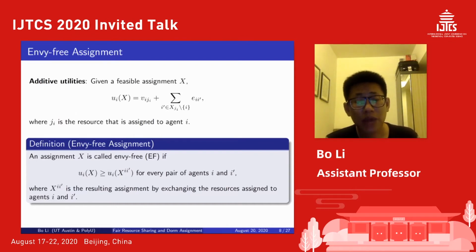Here, X_i' is the resulting assignment by exchanging the resources assigned to agents i and i prime. So both the resources and the agents are exchanged. If this holds for every pair of agents, this allocation is called envy-free.